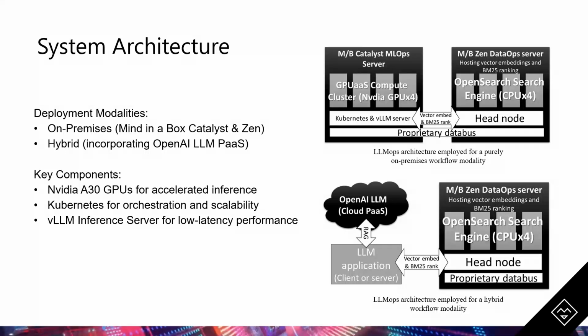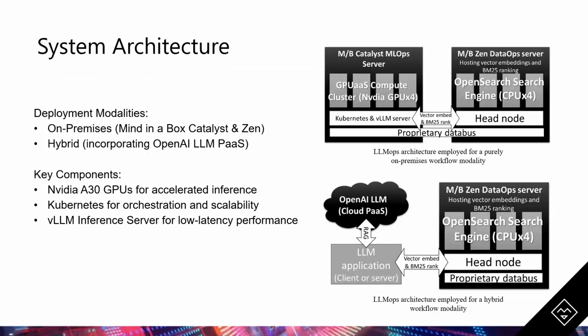In this deployment, we leverage the Mind-in-a-Box Catalyst system for LLMOps, coupled with the Mind-in-a-Box Sense system for data operations. This figure represents our fully on-premises architecture, where all components, including the GPU cluster, LLM inference server, vector embeddings, and ranking systems, are housed within our infrastructure. This setup ensures full data privacy and control, which is crucial for organizations handling sensitive information.